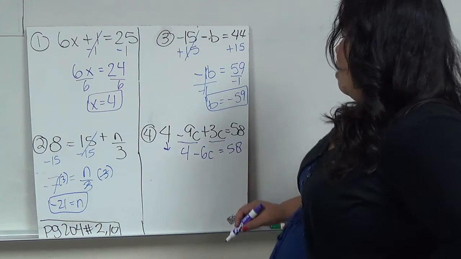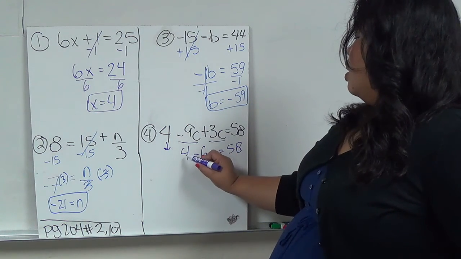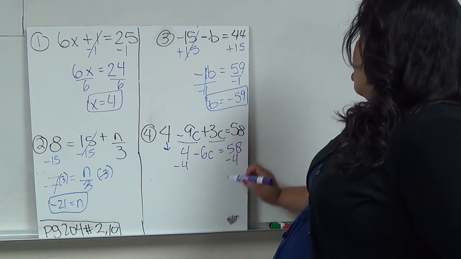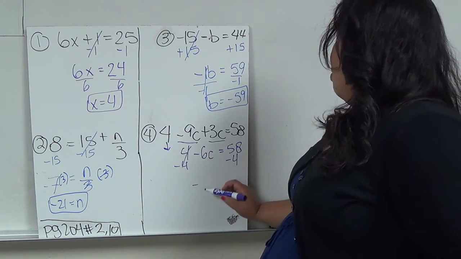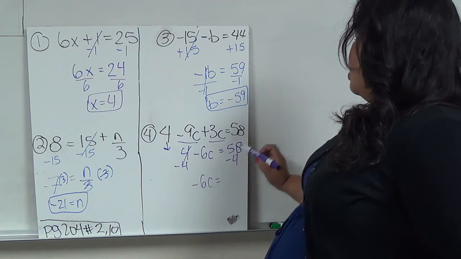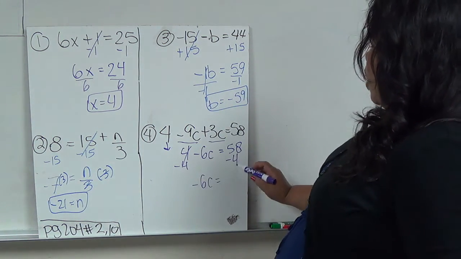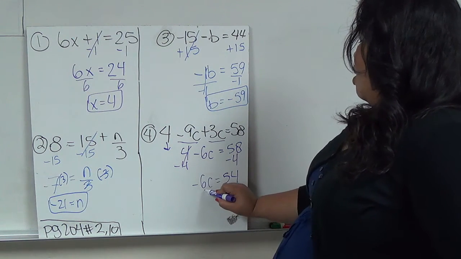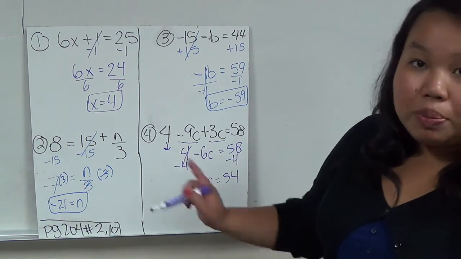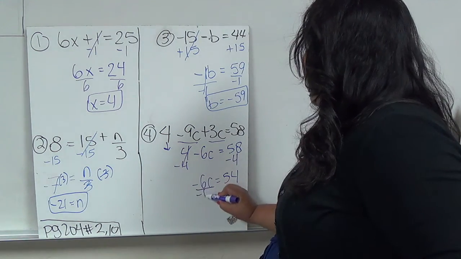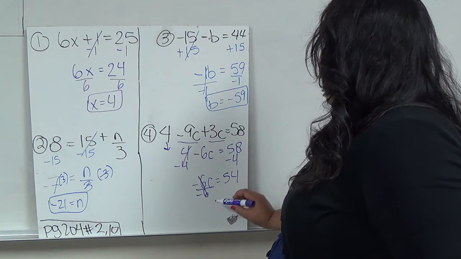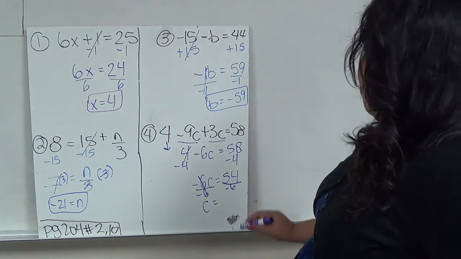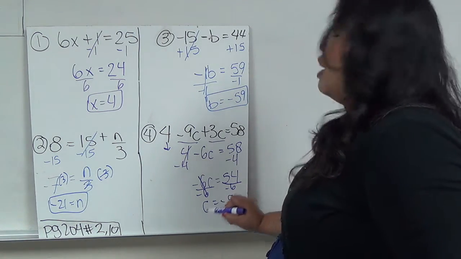Now I can do the other steps. The farthest, which is by addition and subtraction, is 4, so I'm going to get rid of negative 4. These cancel out, leaving negative 6c. What I do to one side, I have to do to the other, so if I subtract 4 here, I have to subtract 4 here, giving me 54. And then because negative 6 is being multiplied by c, I have to divide by negative 6. That cancels out, giving me just c. And what I do to one side, I have to do to the other. So 54 divided by negative 6 is negative 9.